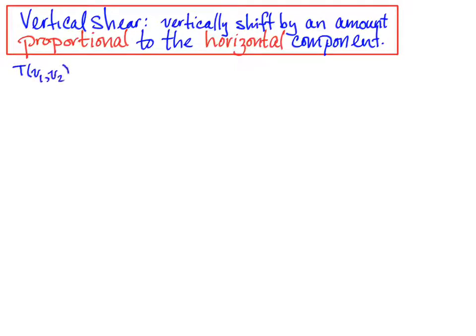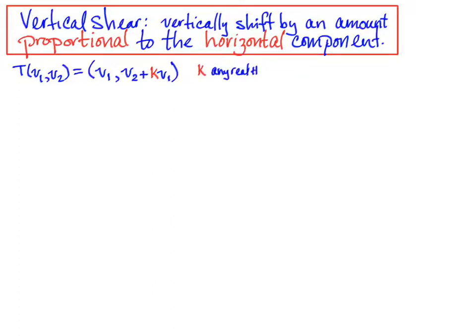So it looks like this. T of V1, V2 turns out to be V1, comma, and now we're going to add something to V2. We're adding something that's proportional to V1. So it's going to be V2 plus some number K times V1. So this is very different from a vertical expansion or contraction. We're adding something, and in fact, we're adding something different to each vector. What we're adding to the vector is just a number times whatever its horizontal component was.